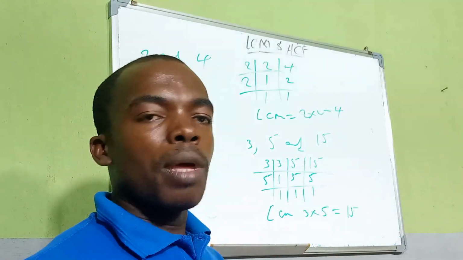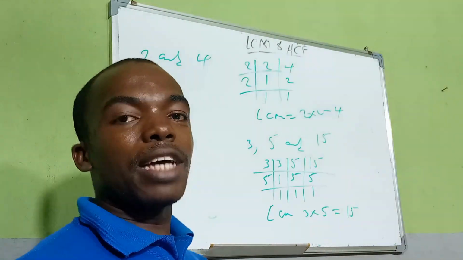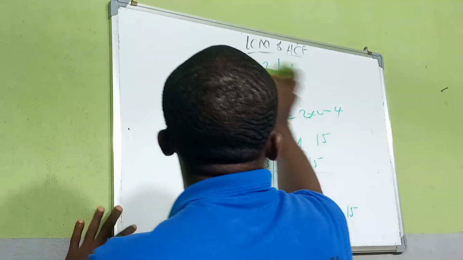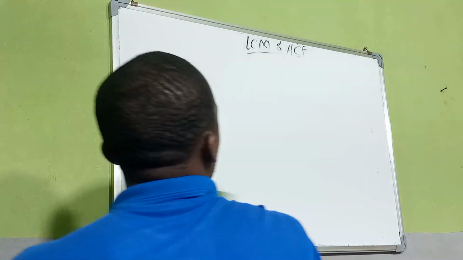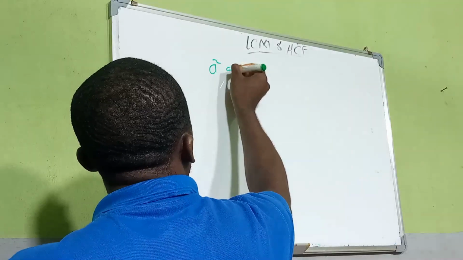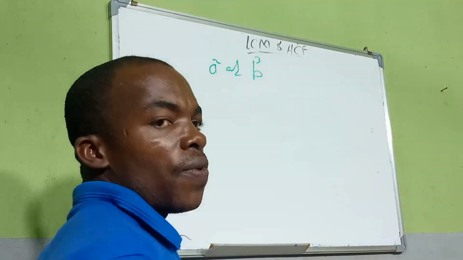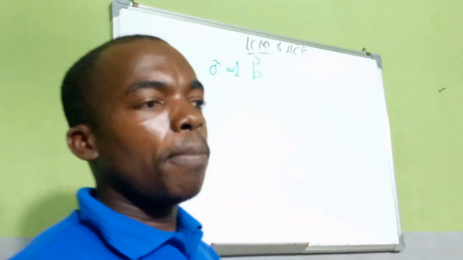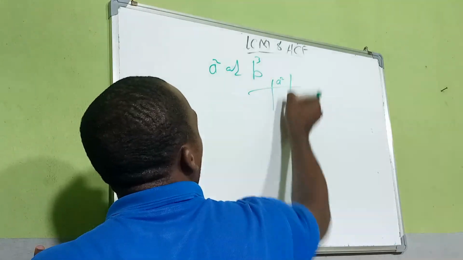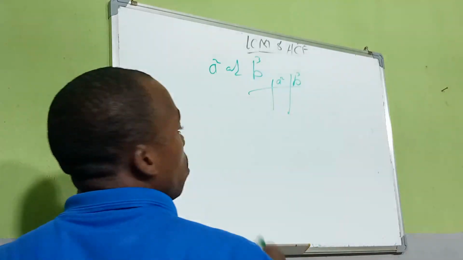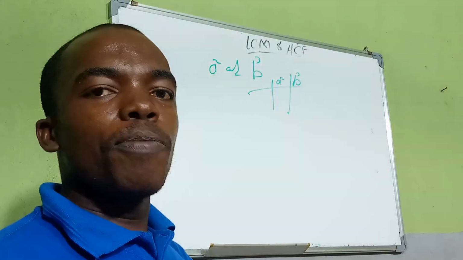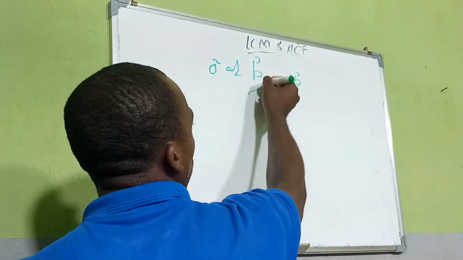But when it has to do with letters, looking for the LCM of letters, look at this. For example, if you are asked to find the LCM of A raised to power 2 and B raised to power 3, we draw the table. We have A raised to power 2 and B raised to power 3. Now we start from A, we start by using A.